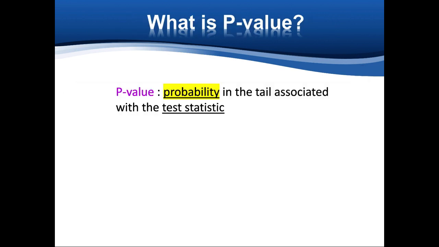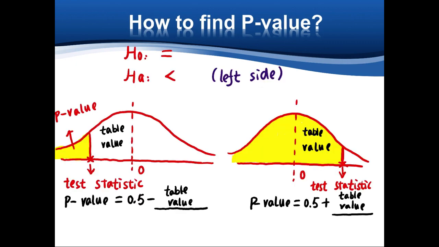The other method to make a decision uses the p-value and test statistic. The definition of p-value is the same as before: the probability in the tail associated with the test statistic. So p-value is probability, and probability in the curve plot is area. Here we only talk about case 1 and case 3 using the z-table.